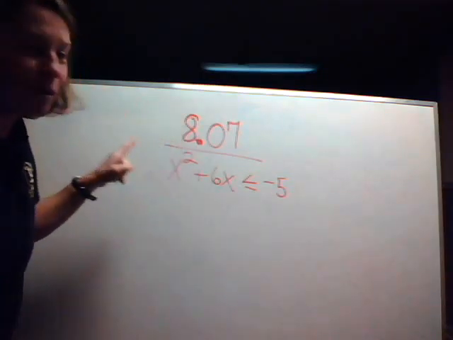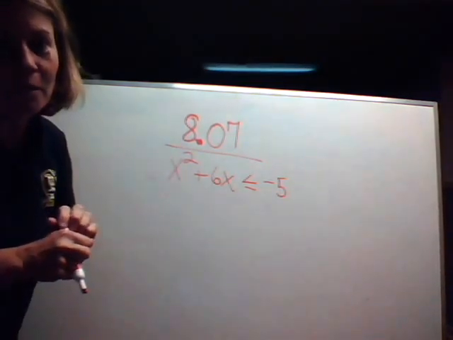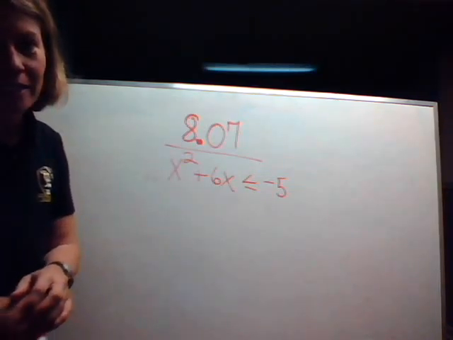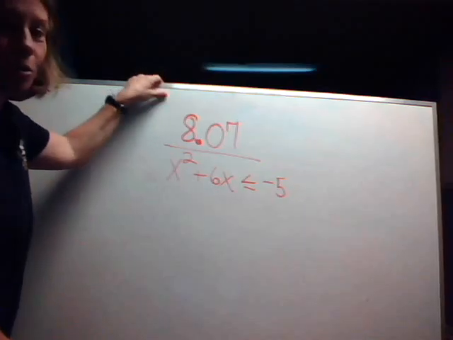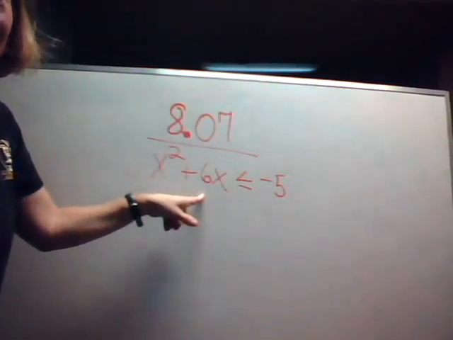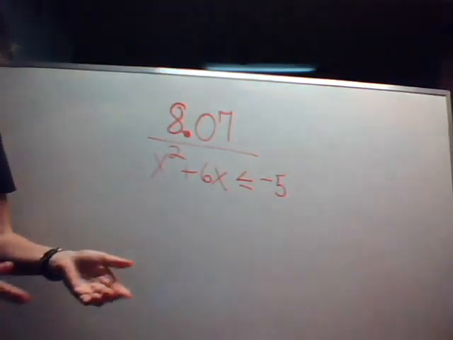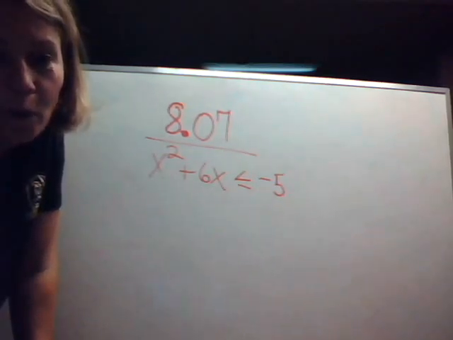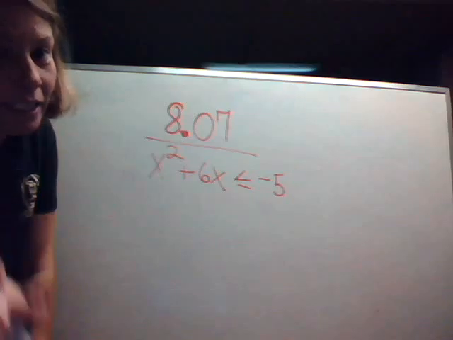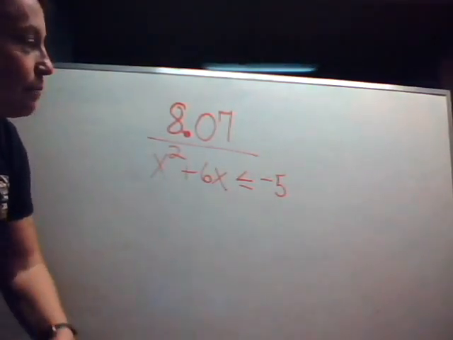So, I am going to go through lesson 8.07 with you, and this is going to be probably your shortest lesson for the week, because this is the quadratics and inequalities. And this is the first problem we're going to look at today, and that is x squared plus 6x is less than or equal to negative 5. How do we graph that, and what does that look like? And I'm going to give you a few pointers on graphing these inequalities. So we've done inequalities and we've done quadratics, so we're just merging those two concepts together.